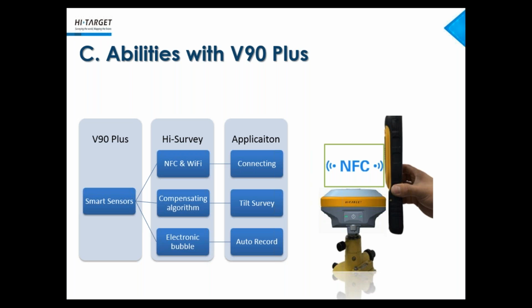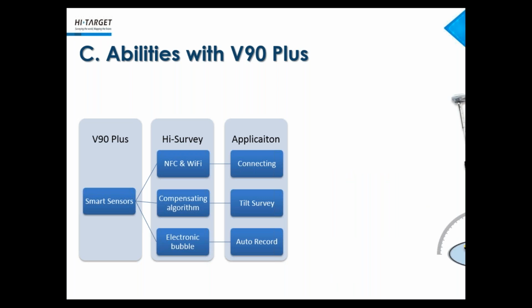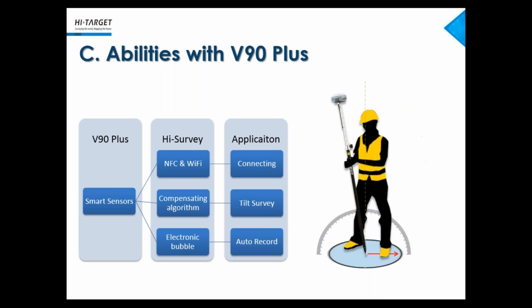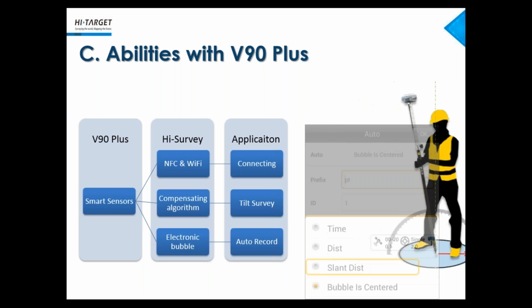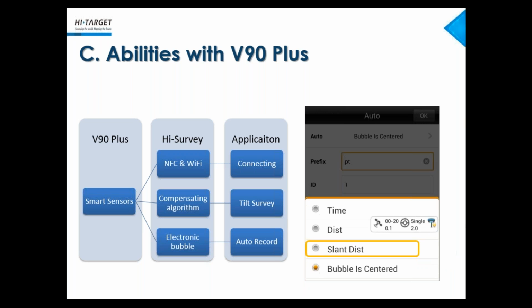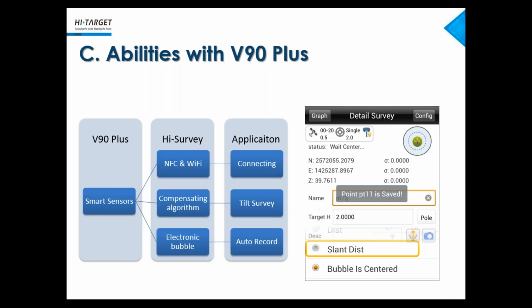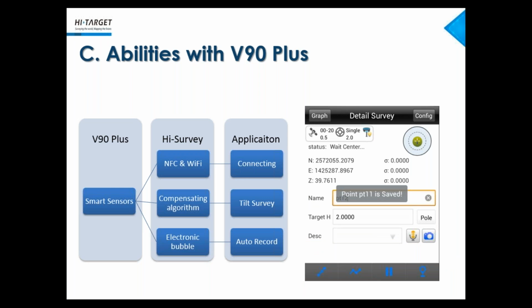And another function is for the tilt survey, because there's a compensating algorithm in HiSurvey. And also for the auto record, which may be very convenient, is based on the electronic bubble function from HiSurvey. Since I think most of you already know the details of the features of V90 Plus, this part is very brief and short, just a simple introduction.